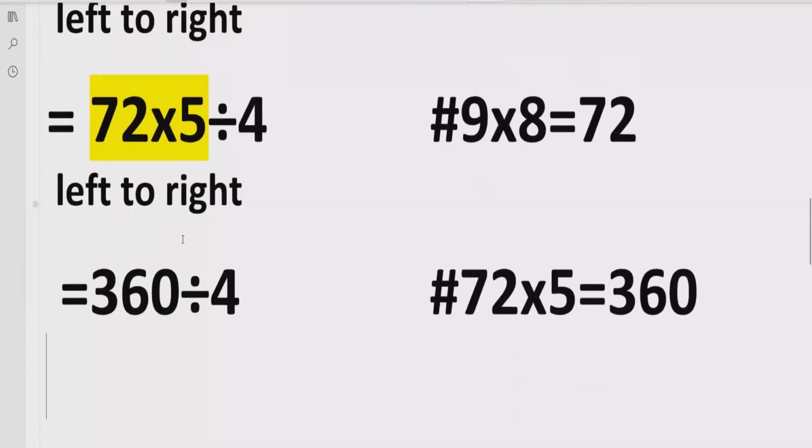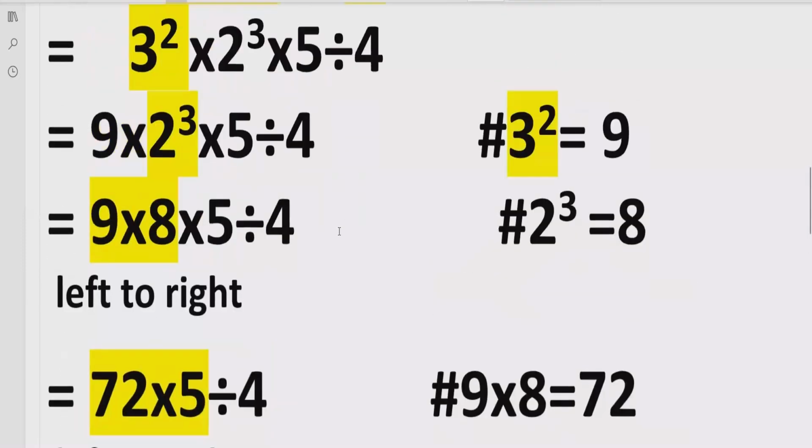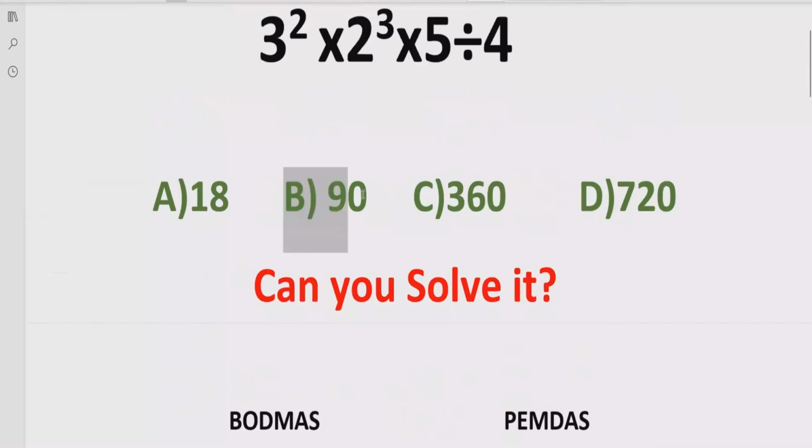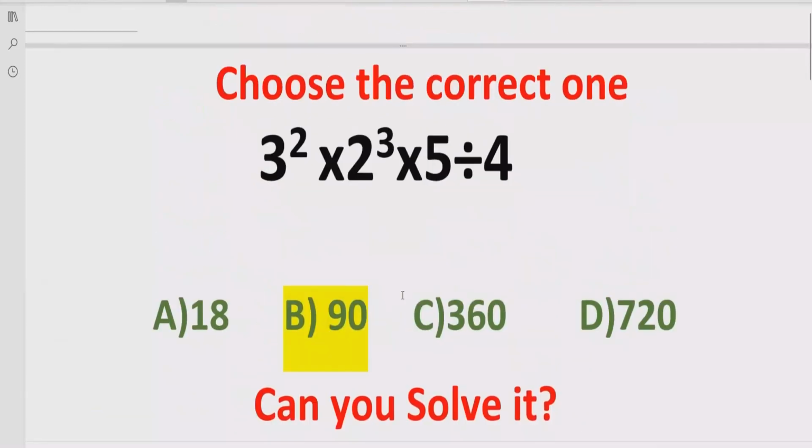Now we have here two terms which are basically 360 divided by 4. So we will divide these terms, and 360 divided by 4 is 90. The answer of the given expression is 90. If you see the answer list, answer B is the correct answer of this expression.